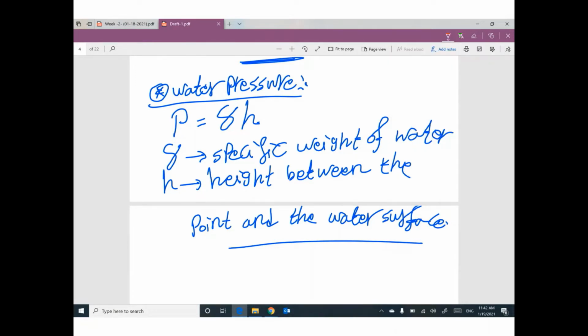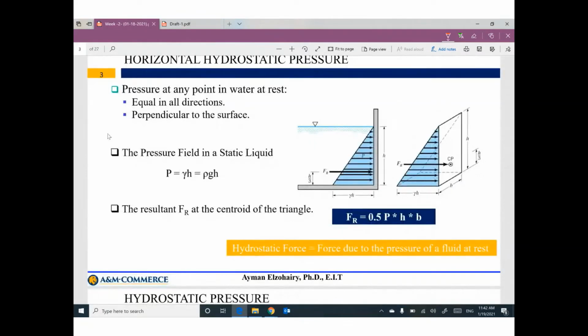Once we learn how to use this equation, P equals gamma H, where gamma is the specific weight of water and H is the height from the point to the water surface, the pressure field in a static liquid equals gamma H. This pressure is equal in all directions. This pressure is perpendicular to the surface.